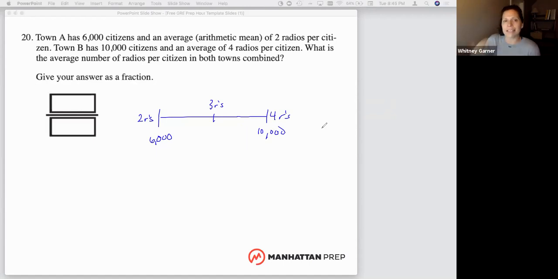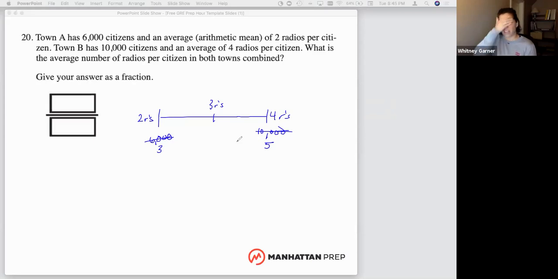So do I really have to say 6,000 and 10,000? Could I simplify that a little bit instead of running around with 6,000 and 10,000? What easier numbers could I use? Yeah, I can make this 6 to 10, or take it down even further. This is really just a ratio of 3 to 5.